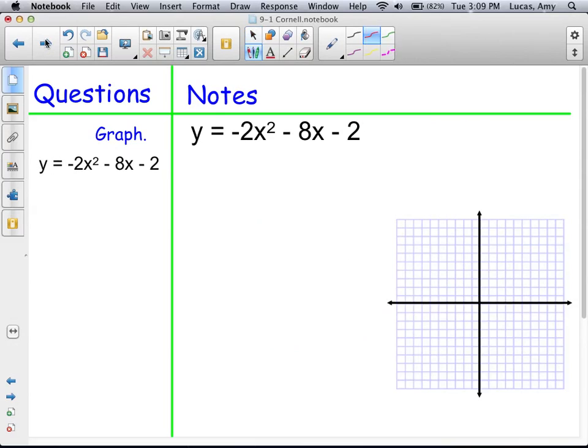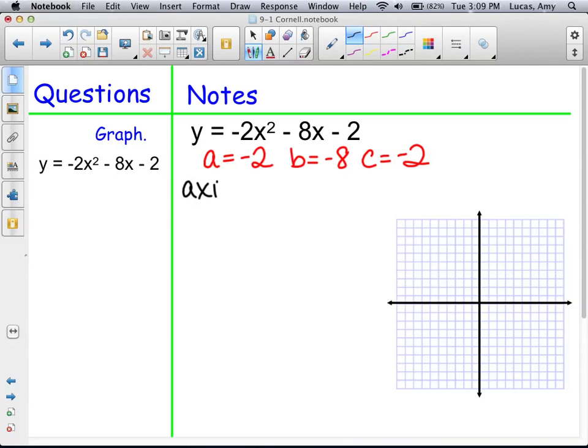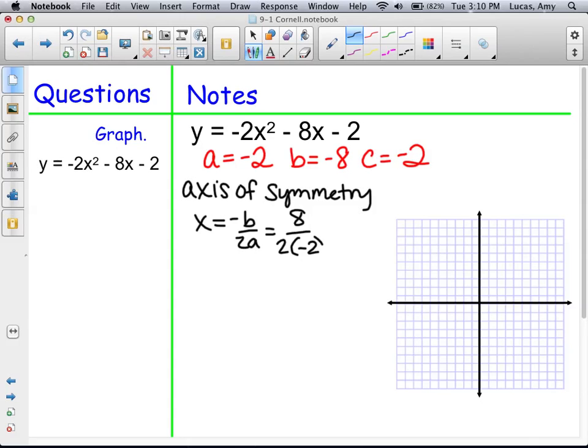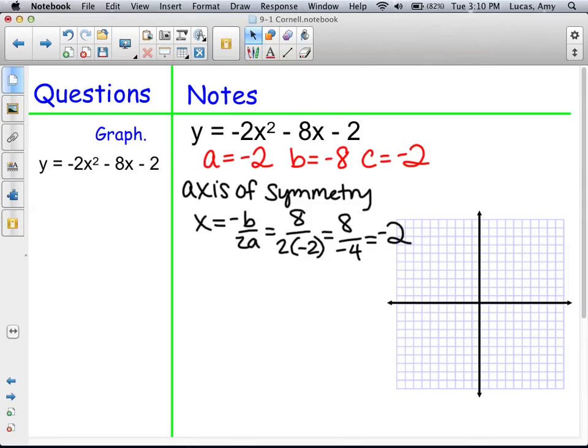The last example, A is -2, B is -8, C is -2. Axis of symmetry. X equals the opposite of B over 2A. The opposite of -8 is 8. 2 times -2 is -4. So dividing them gives me an axis of symmetry of -2 again. I can graph my symmetry line and then plug it in.